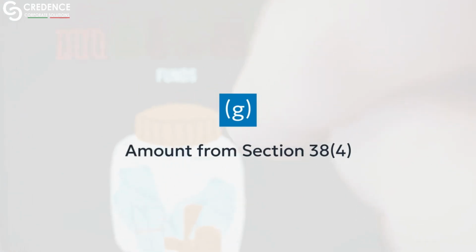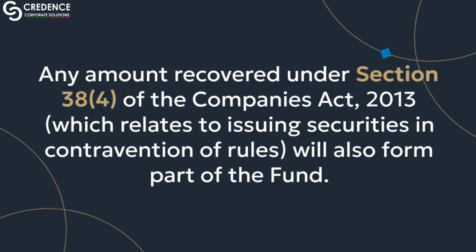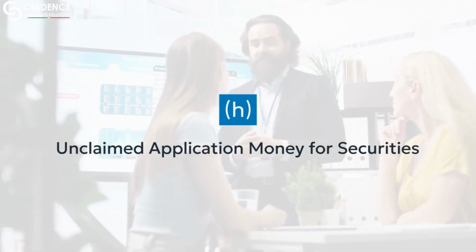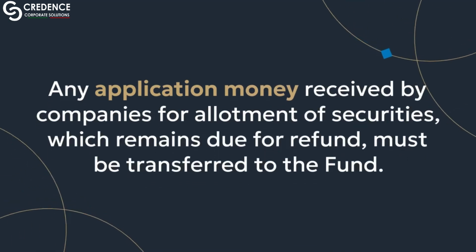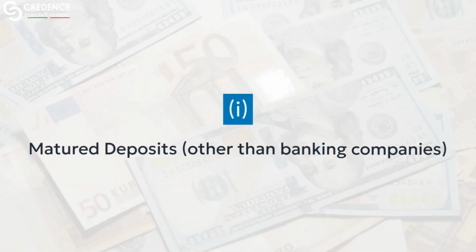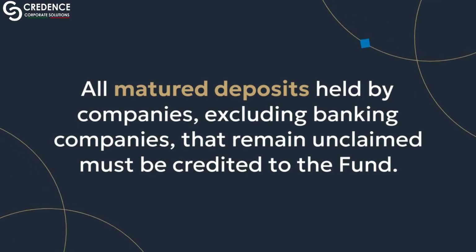G. Amount from Section 38(4). Any amount recovered under Section 38(4) of the Companies Act, 2013, which relates to issuing securities in contravention of rules, will also form part of the fund. H. Unclaimed application money for securities. Any application money received by companies for allotment of securities, which remains due for refund, must be transferred to the fund. I. Matured deposits, other than banking companies. All matured deposits held by companies, excluding banking companies, that remain unclaimed must be credited to the fund.